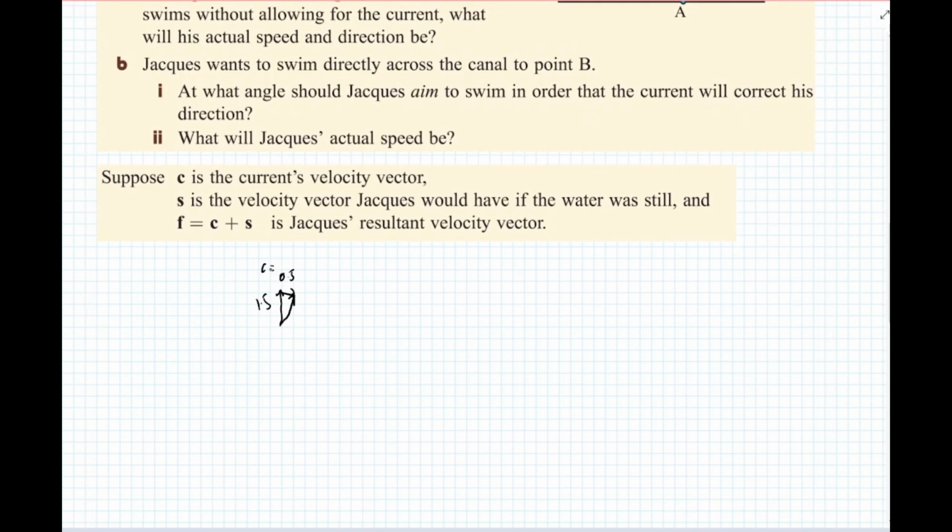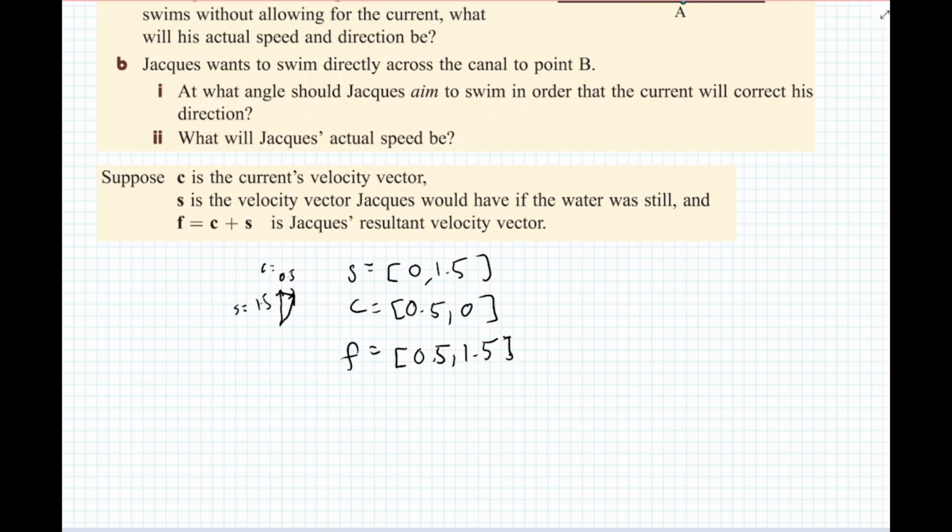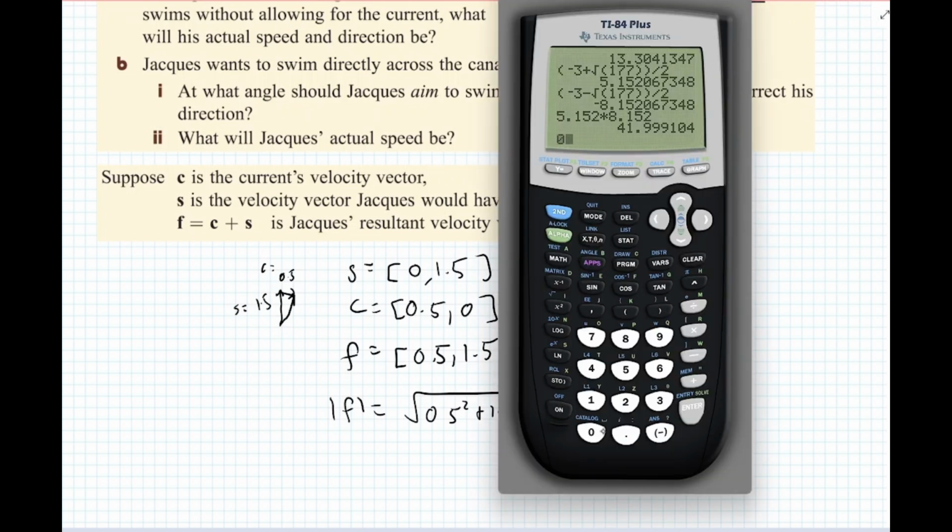So pretty much what it's going to be is, well, C is the current velocity vector. So this is C equals. S is the velocity vector if the water was still. So S equals that. And then we're going to basically be adding them together. So S is sort of like 1.5 in the Y, and then the current is pushing you right like that. So F is the total, so it's going to be 0.5 and 1.5. So we could find the angle, the distance of F if we like. So that's 0.5 squared plus 1.5 squared, and we could work that out on a calculator.